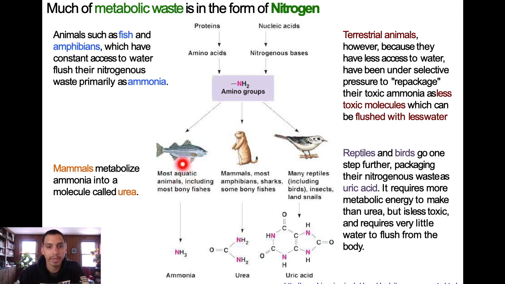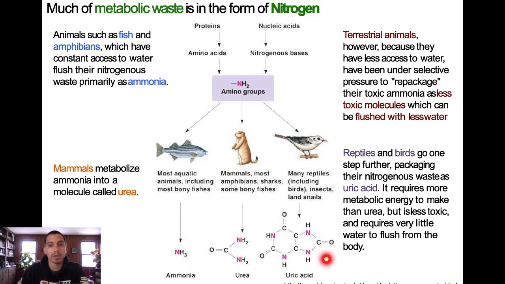So while that's not really an issue for aquatic animals, mammals, for the most part, we want to retain our water. We don't just want to be getting rid of our water. So by converting that ammonia to urea before excretion, we can lose a little bit less water when we need to do our excretion.